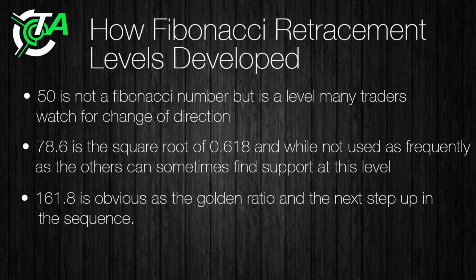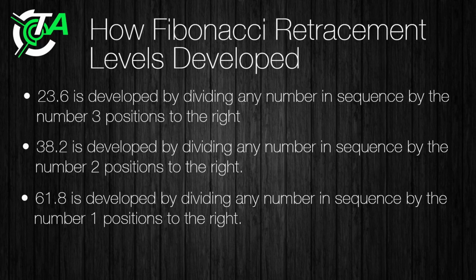It's not necessarily a Fibonacci level, but it is a number that many traders use to watch for change of direction. So it's always good to watch that level. Heading back to the main three, the 23.6 is basically developed by dividing the number in the sequence by the number 3 positions to the right. The 38.2 is developed by dividing the number 2 positions to the right, and the 61.8 is developed by dividing the number 1 position to the right.